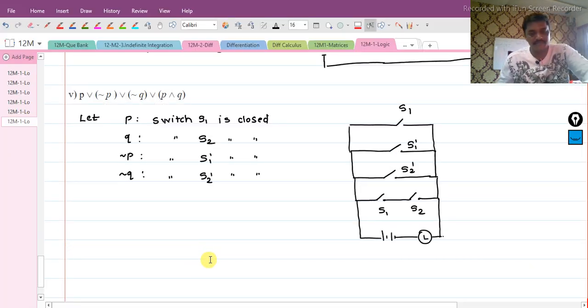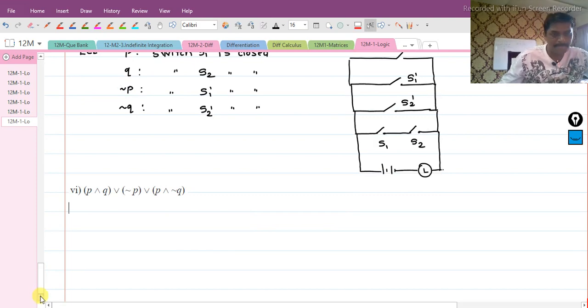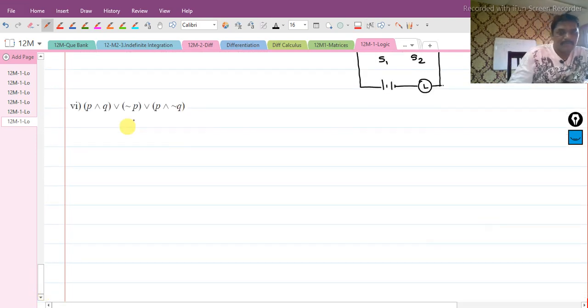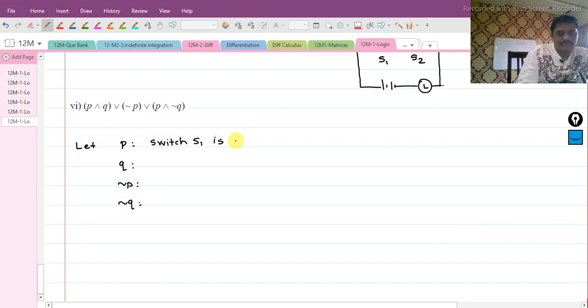Sixth question. P, Q, negation P, negation Q. So let P, Q, negation P, negation Q. This is switch S1 is closed. Switch S2 is closed. Switch S1 dash is closed. Switch S2 dash is closed.